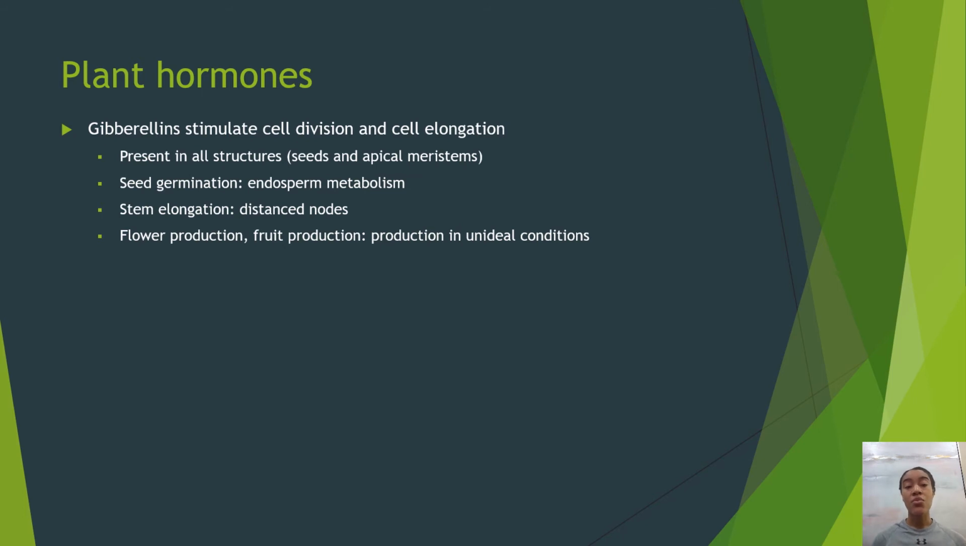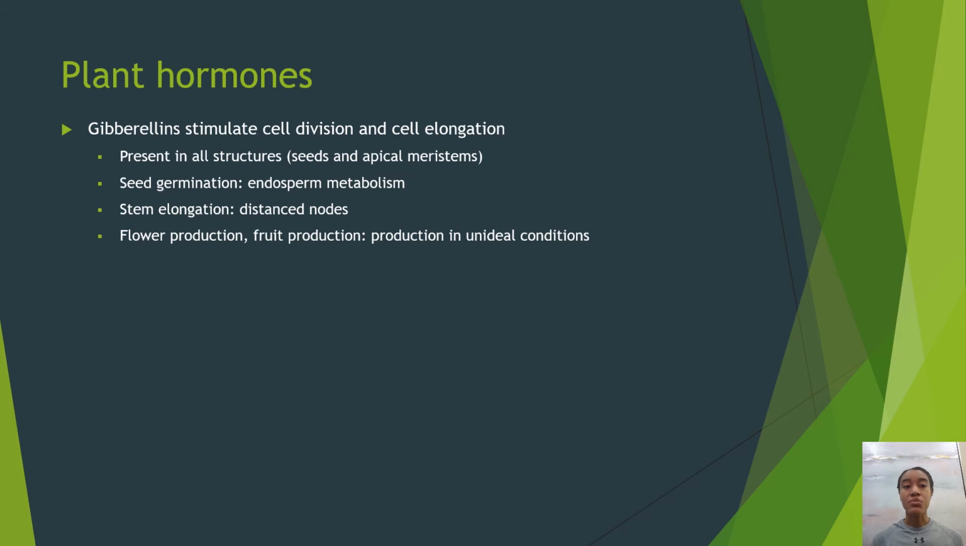Gibberellins play a role in seed germination because they allow for the endosperm to be metabolized. Without gibberellins, the developing seedling will not be able to access the nutrients it needs to grow and develop. Additionally, gibberellins play a role in stem elongation. The amount of gibberellins that's present will dictate the distance between the nodes on the stems and branches, so it will dictate how often we have branch points on a stem.